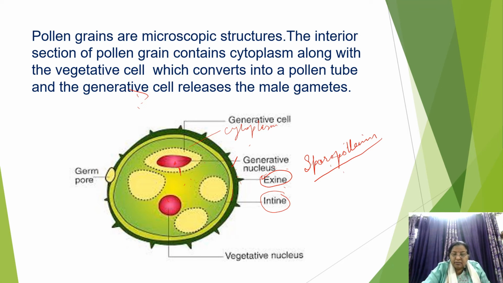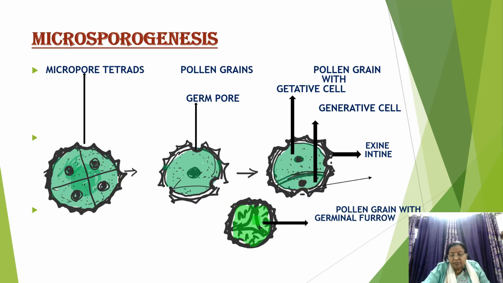The pollen exine is so beautiful. I'll show you. I have drawn this diagram to show you some germinal furrows. You can see germ furrows in this diagram. These furrows are also unthickened areas in the thick sporopollenin wall, so that the pollen tube can come out. The pollen tube will come out of here.